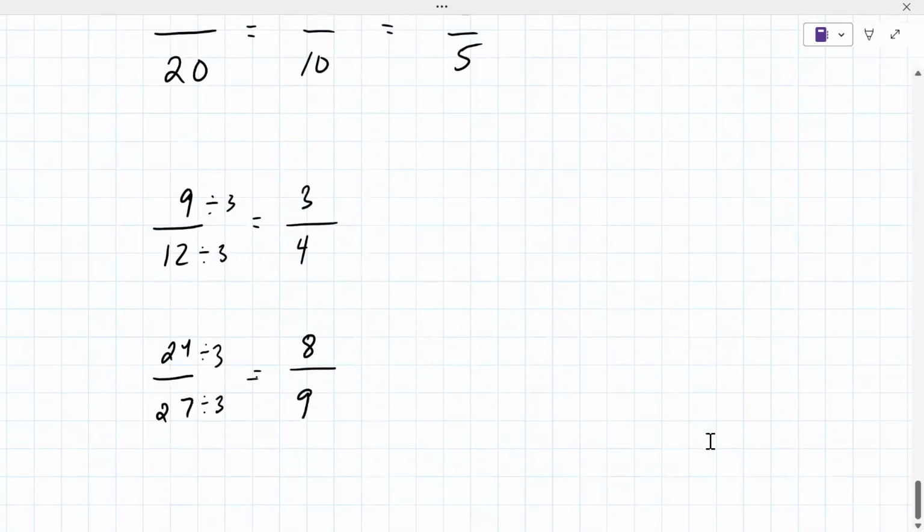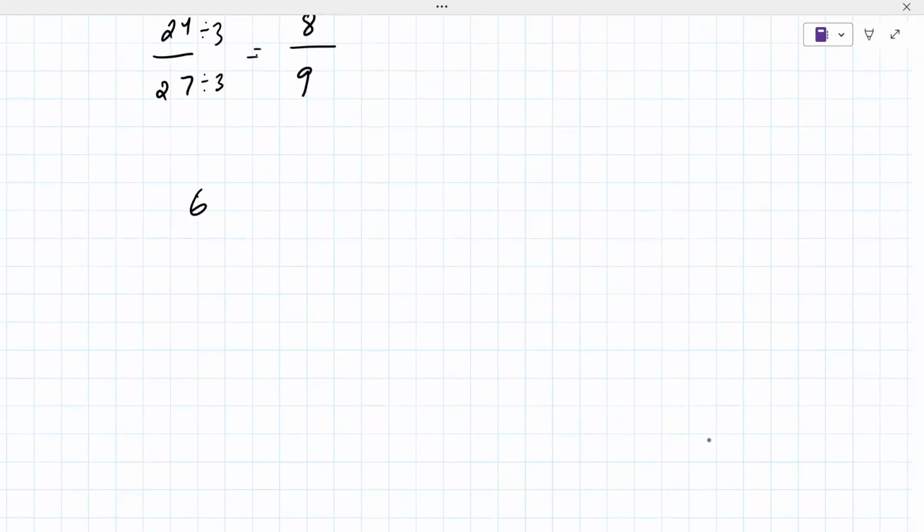So here's another example. Let's say it's 6/24. Okay. Does two work? Is 6 divisible by 2? Is 24 divisible by 2? Yes. Yeah. So let's divide here. 6 divided by 2 is 3, and 24 divided by 2 is 12.